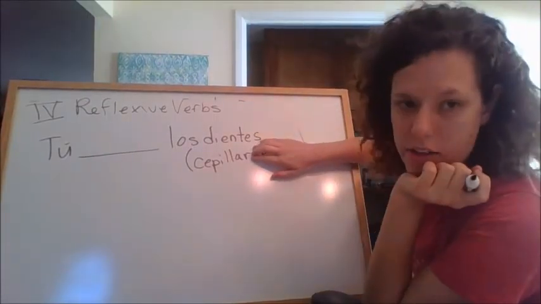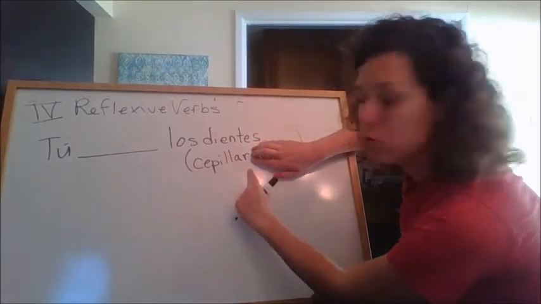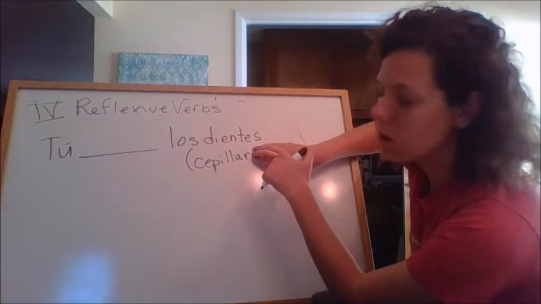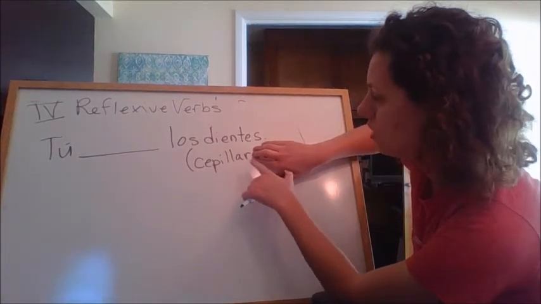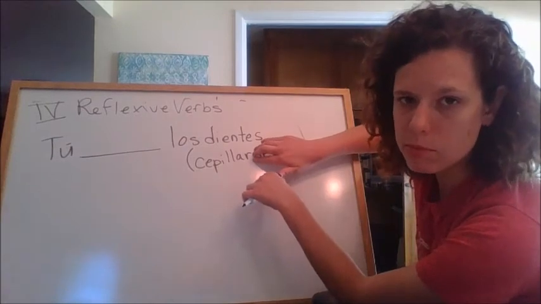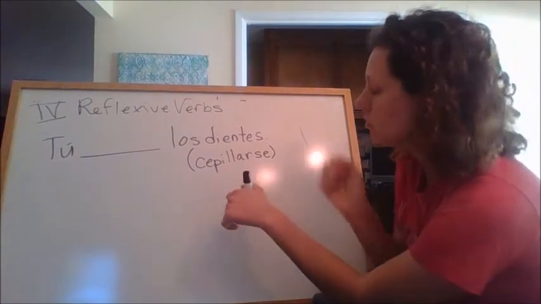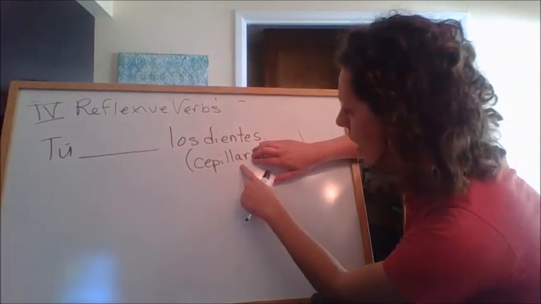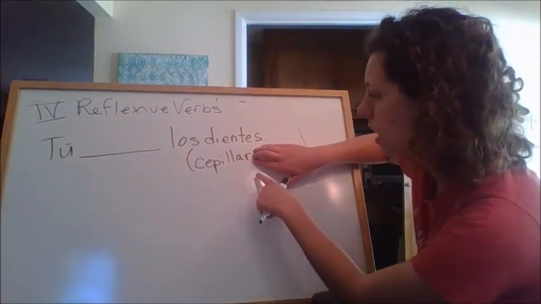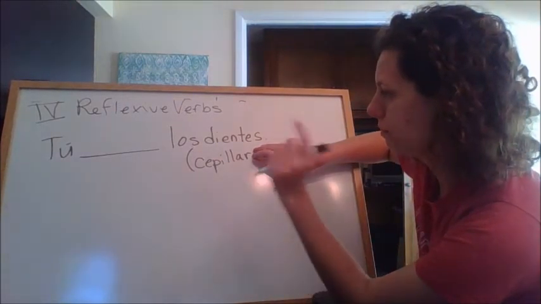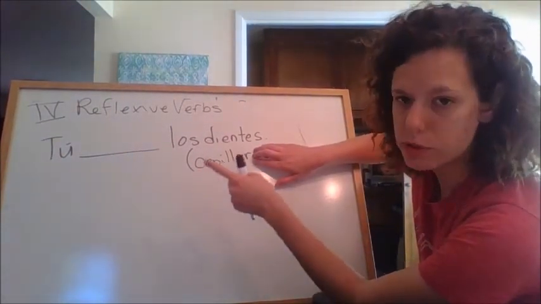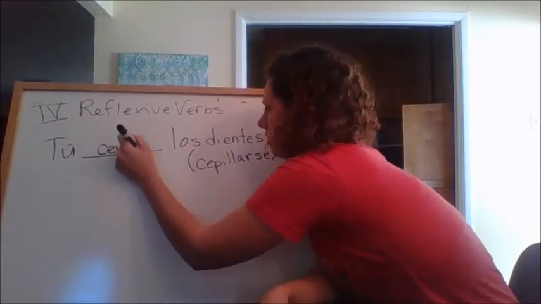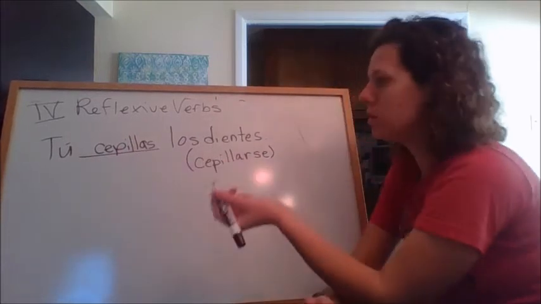You take the se off, and then you treat this part of the verb just like any other verb, all right? You need to know how to conjugate the reflexive verbs. Some of them are stem changers, some of them are regular. This happens to be a regular verb. So once I take this off, I conjugate it like any other AR verb. How do we conjugate a verb for tú? We say cepillas, right? AR verb in the present tense.